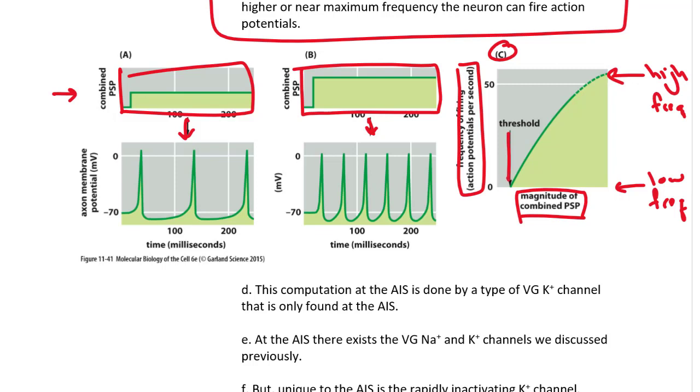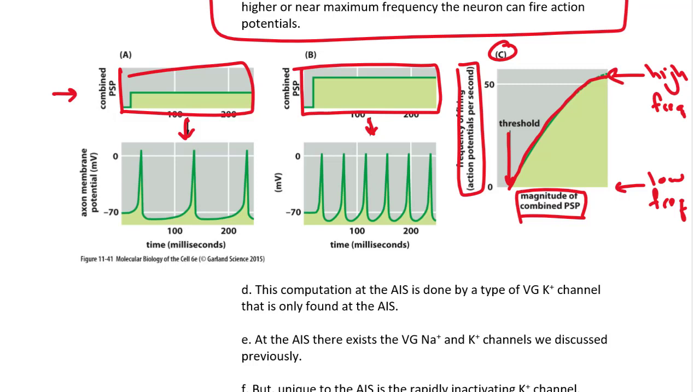And once you're past threshold, you can see at lower combined PSP, the frequency is low, but it starts to increase as the PSP increases until it reaches that maximum frequency for action potentials being able to be fired by that neuron. If it's a fast-firing neuron, the high frequency will be higher. If it's a slower firing neuron, the high frequency would be a little bit lower, okay?